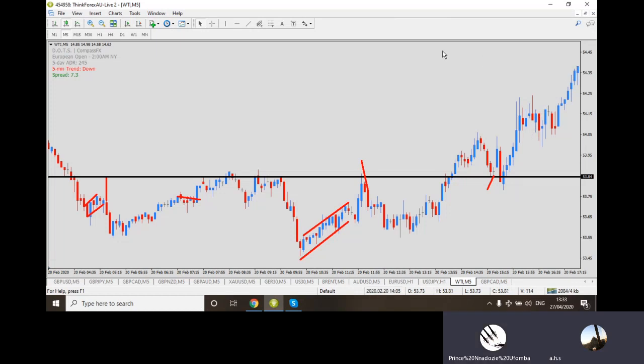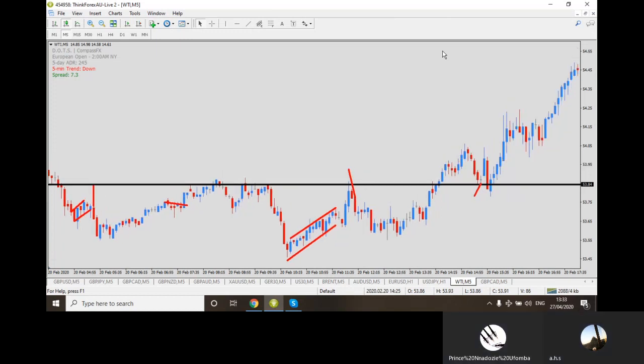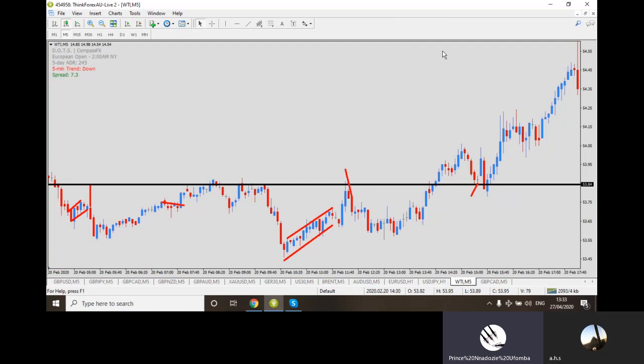We move on to the next trade. Yeah, let's go. I see that doji move a little. Okay, I'll go short here. I'll go short for 30 pips there.